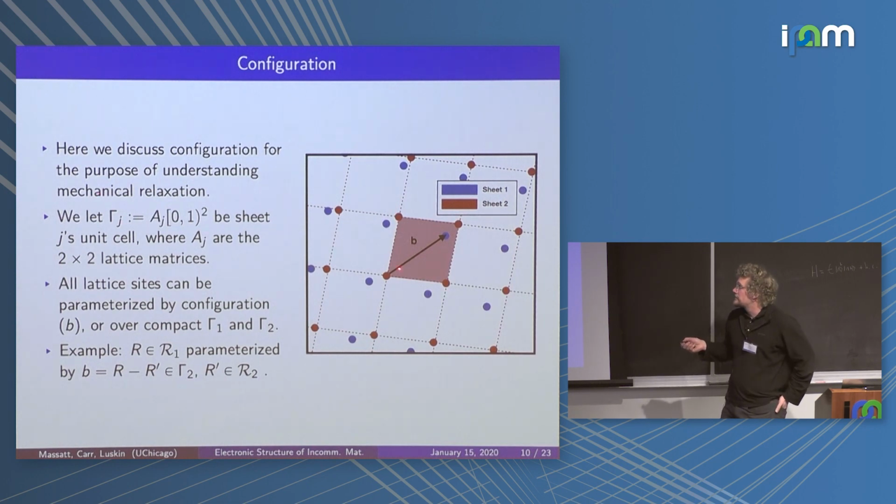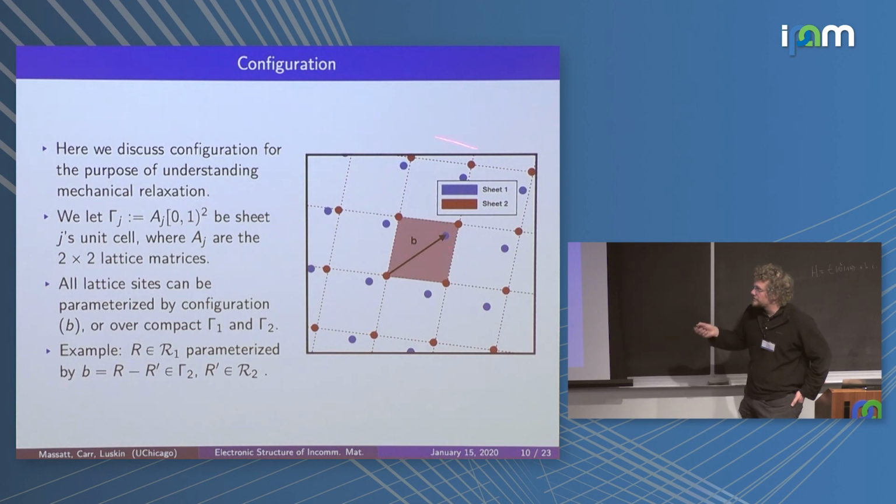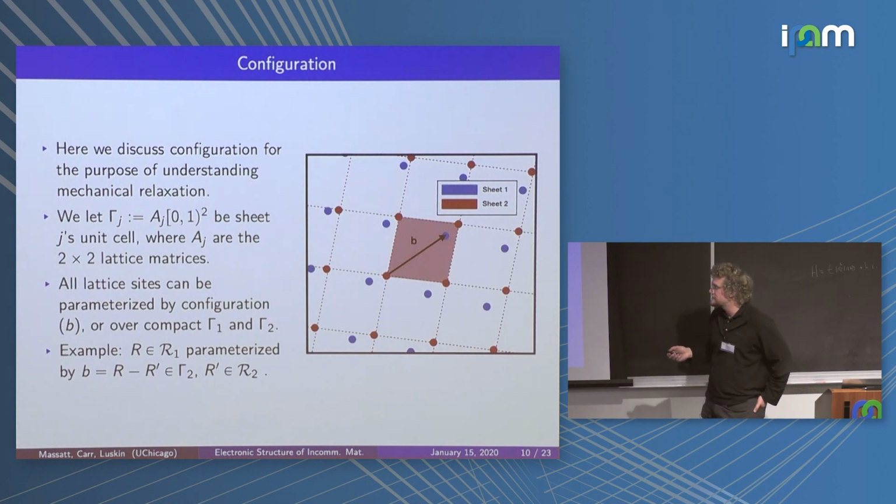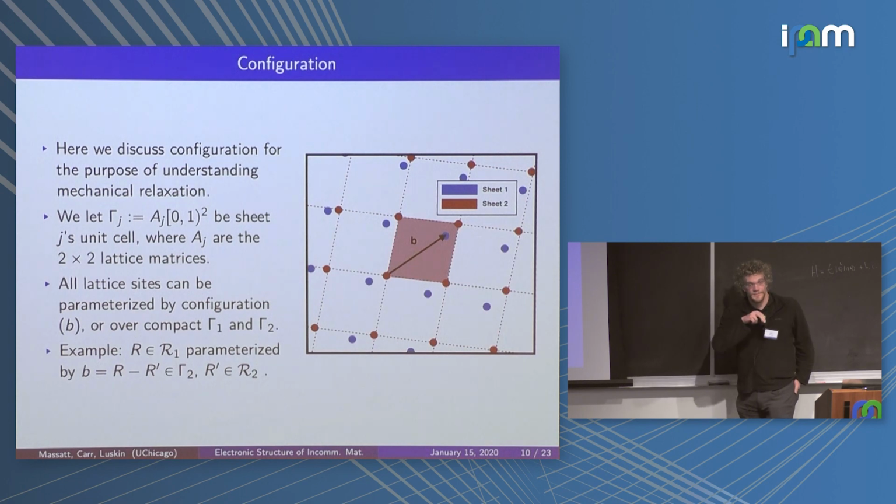So first, configuration. If I look at any lattice site, say on sheet 1, the blue site, I can parameterize the whole local geometry by just where it is in the unit cell of the opposite sheet. So I have this vector b with respect to the unit cell, and this parameterizes all the local geometry. So if I want to understand relaxation, all I need to know is, given a lattice site, what's the vector b? And then I'm going to model, based off this displacement vector, what the relaxation is. So here I take a lattice site, and I just modulo by the opposite sheet, so it's always landing in the unit cell, gamma 2, of the opposite sheet.